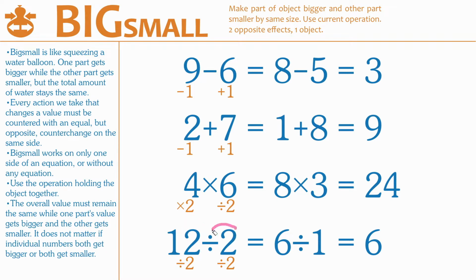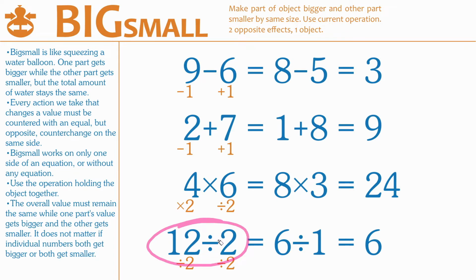But because I am now dividing by 2, I'm going to reverse, and instead of multiplying by 2, I'm going to divide by 2, and that makes the value bigger. I've got a big and a small. So 12 divided by 2 is 6. 2 divided by 2 is 1. 6 divided by 1 is 6. And notice that is the same as 12 divided by 2.